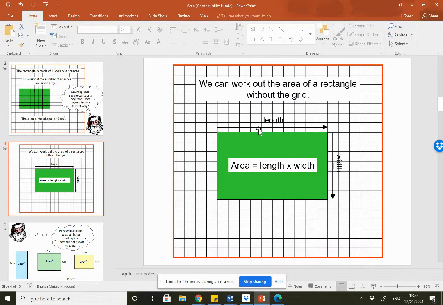1, 2, 3, 4, 5, 6, 7, 8, 9. This is 10. 1, 2, 3, 4, 5, 6, 7. This is 7. So the area of this shape is 10 across, 7 down, 70. Because the area is the length times, or multiplied by, the width.